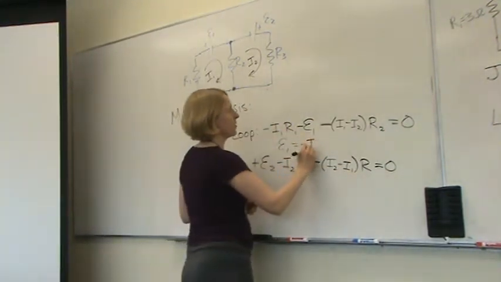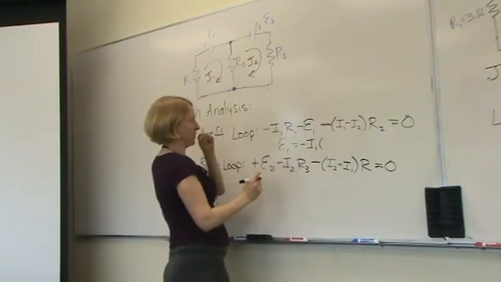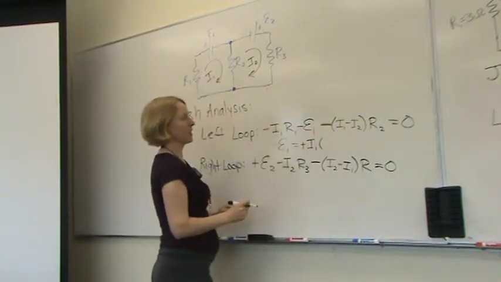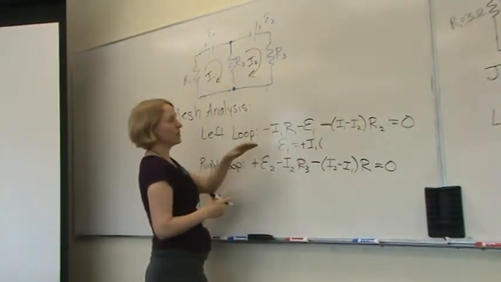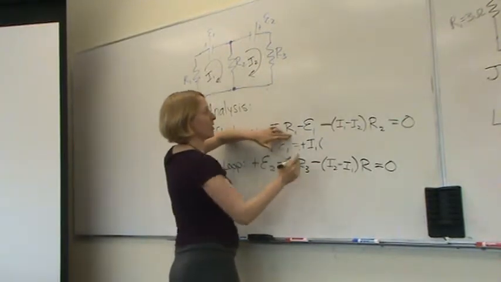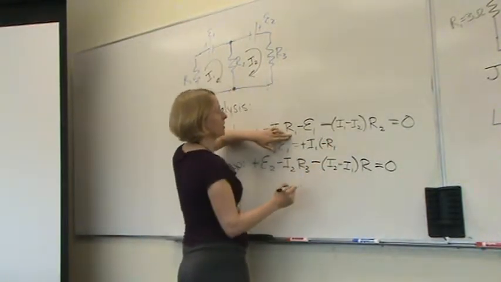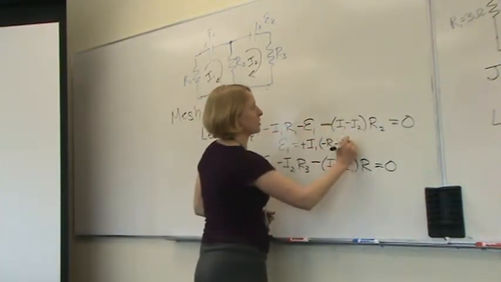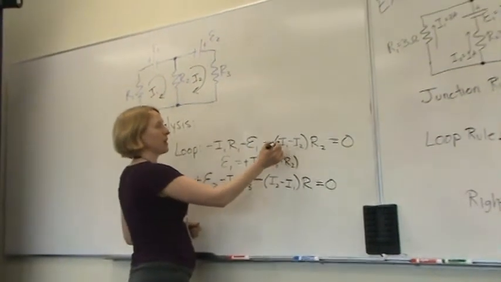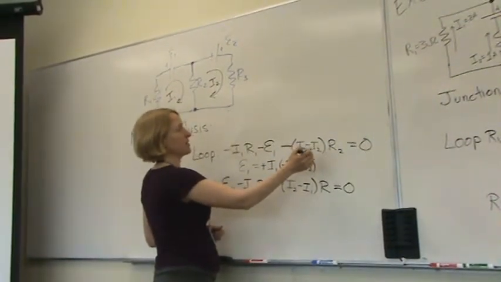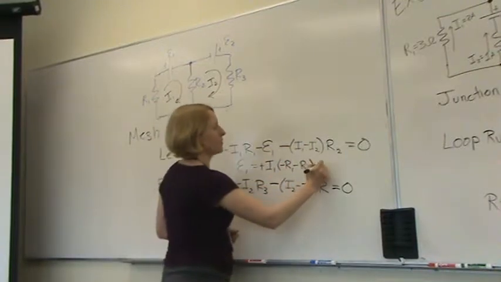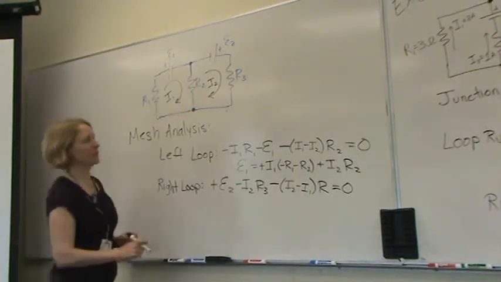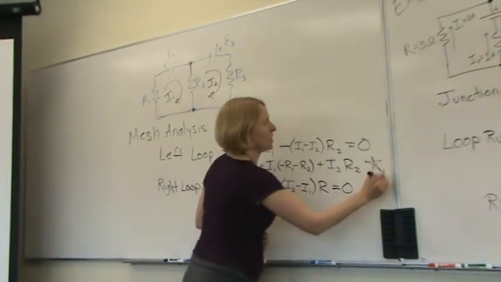So I have minus I1, and in fact, I like to move the minuses inside the parentheses, and I like to cluster my currents together. So I have minus I1 R1, so I'll put the minus with R1. And I have minus I1 R2, so I'll put the minus with R2. And then this minus times a minus makes I2 positive, so I'd have plus I2 R2. So I'm going to call that equation 1.